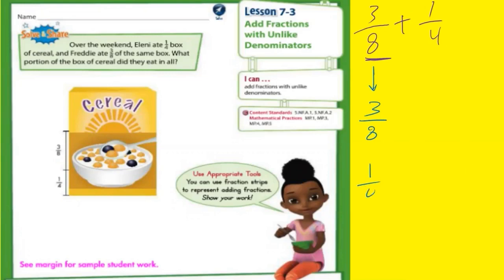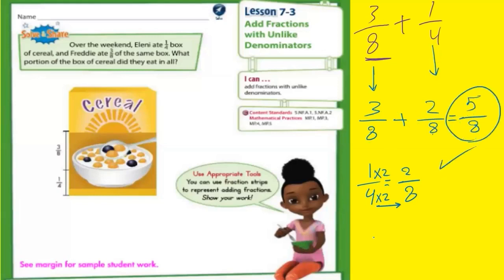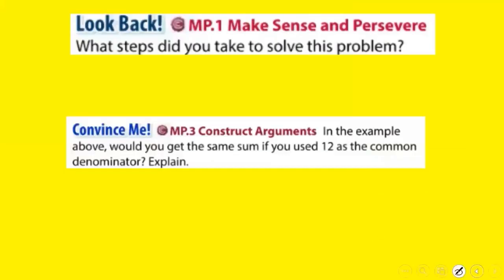Okay, I can make this 8 the common denominator, so I will keep 3 over 8 as it is. And I need to change this 1 over 4 to equal something over 8. I can say that 4 by 2 equals 8. I will multiply by 2 up and down, so it will equal 2 over 8. So 3 over 8 is kept as it is, plus 2 over 8. Keep the denominator as it is, and 3 plus 2 equals 5. It is 5 over 8, just only. Okay, move to look back. What steps did you take to solve this problem?